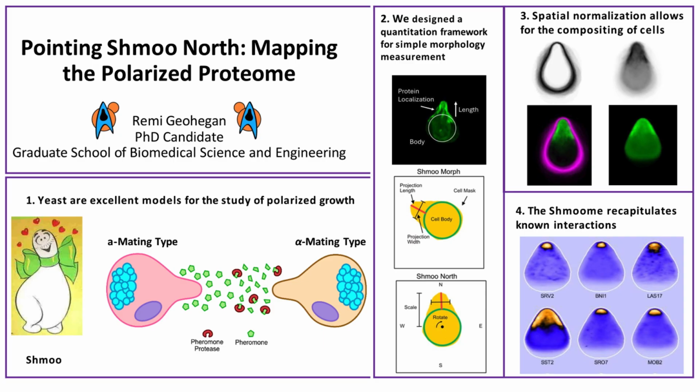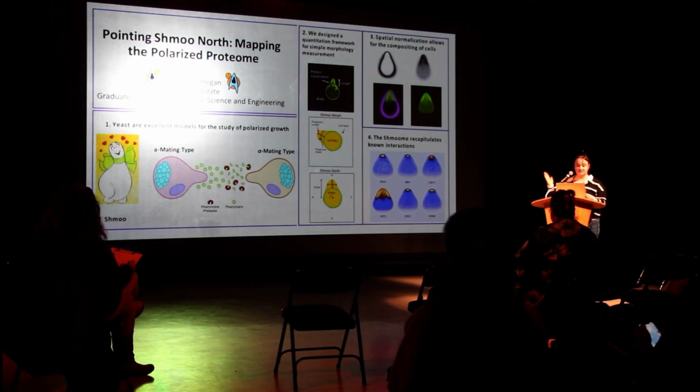Shmoo North detects shmooing cells that have a mating projection by recording measurements of the projection length, width, and location of the cell body. Shmoo Morph then takes this data and orients the yeast along the polarity axis, and this step is crucial as it facilitates downstream image analysis, starting with our ability to create a composite image of over 100 cells with the same tagged protein.